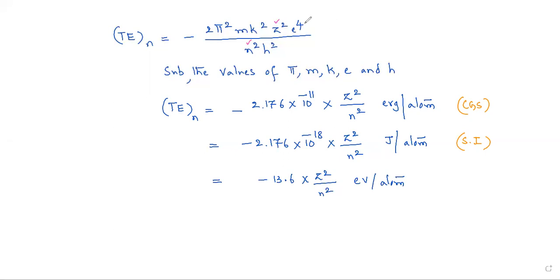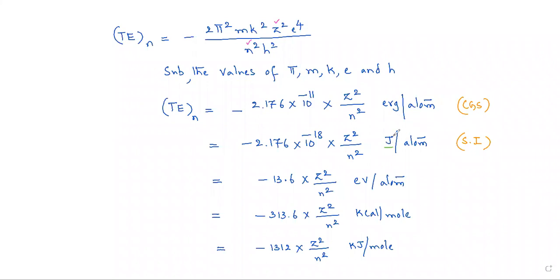Right. Now this can also be written as minus 313.6 into z square by n square kilocalories per mole. Then minus 1312 into z square by n square kilojoule per mole. So in different units, this is how you can calculate total energy of electron. I can give you some other relations also if you want. Look at the relation.